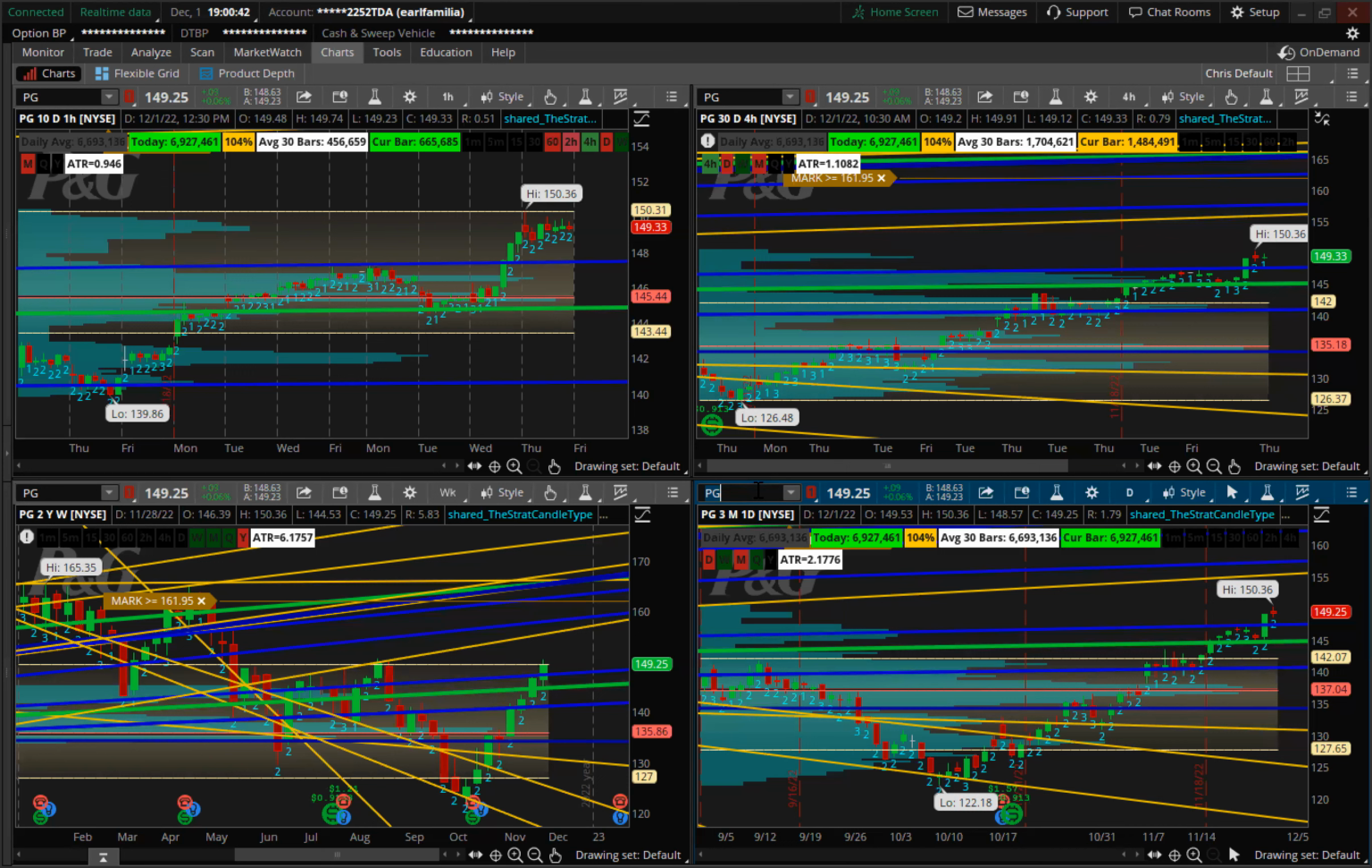And yeah, that's a solid play. You want to get it when it gaps down, not after, if you aren't in there.